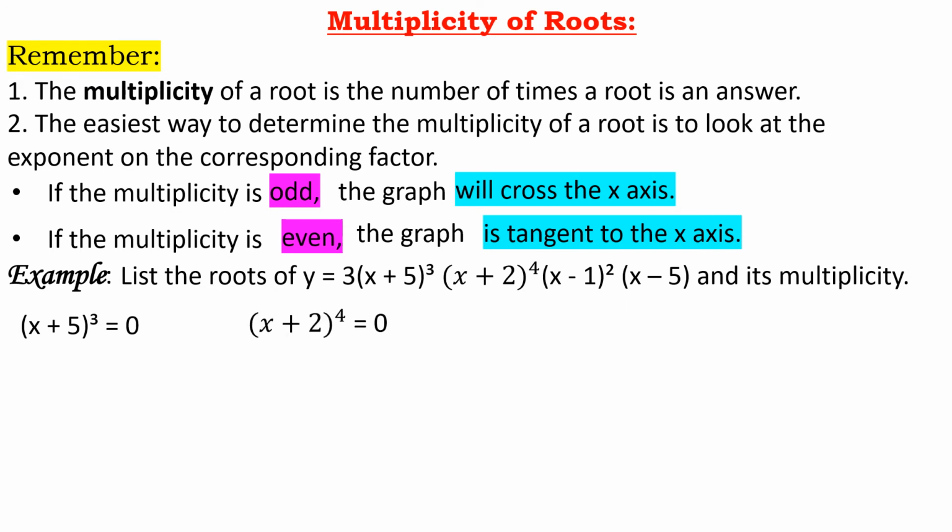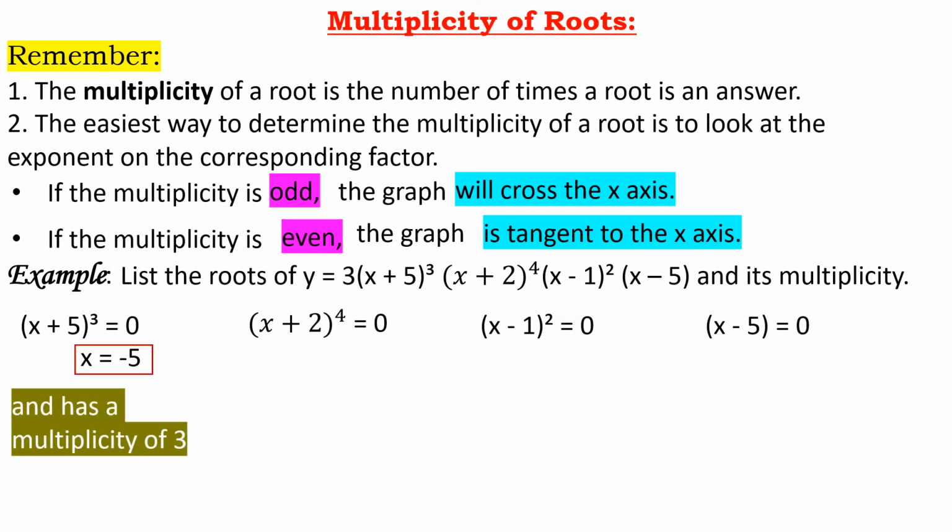We have (x plus 5) to the third power equals 0, (x plus 2) to the fourth power equals 0, (x minus 1) to the second power is equals to 0, and x minus 5 is equals to 0. So, ibig sabihin yan, yung mga values ng x niya, yun yung kanyang x-intercepts. Yun din yung kanyang roots. So, we have x is equals to negative 5. Pero ilang beses lalabas ang negative 5? It has a multiplicity of 3.